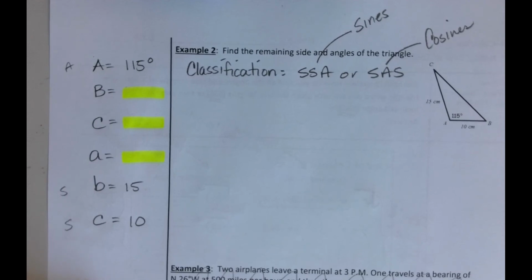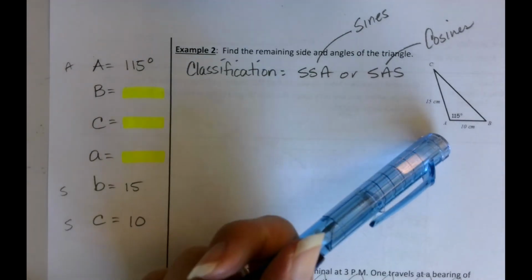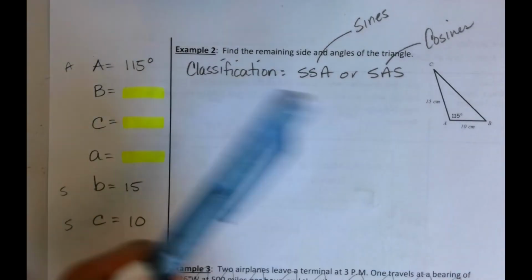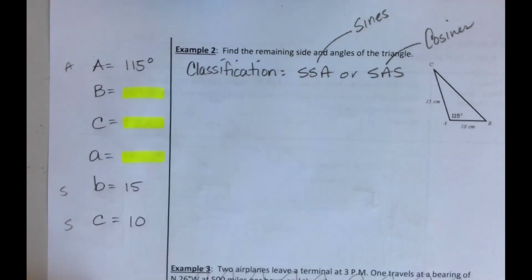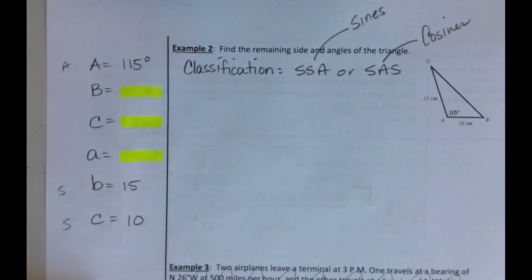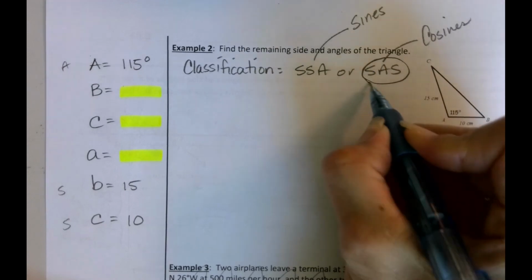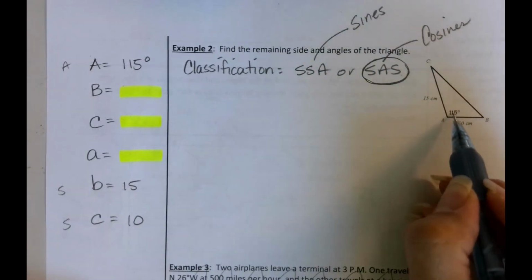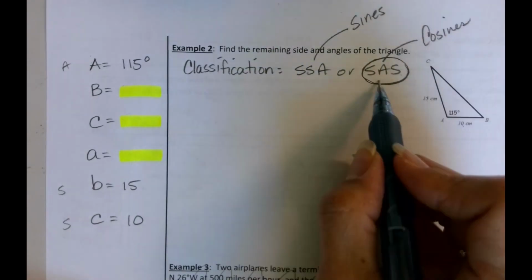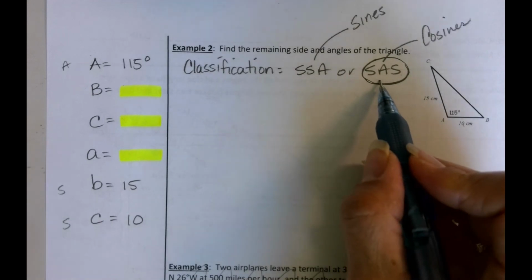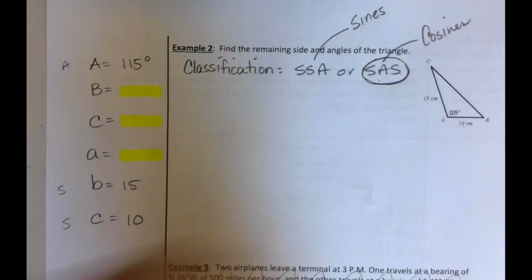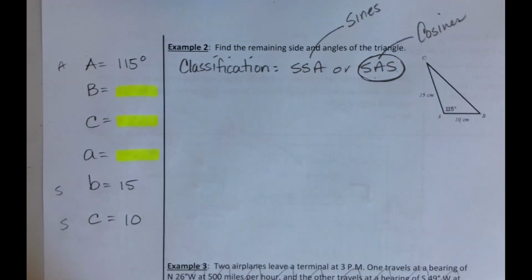Okay, so looking at your picture, if it's provided, if not, you draw your own picture. Is this an SSA or an SAS problem? SAS. Very good. My angle is trapped in between my 2 sides, so I know it's going to be an SAS. It's not that ambiguous situation. So green light for law of cosines, okay? So look out for that.